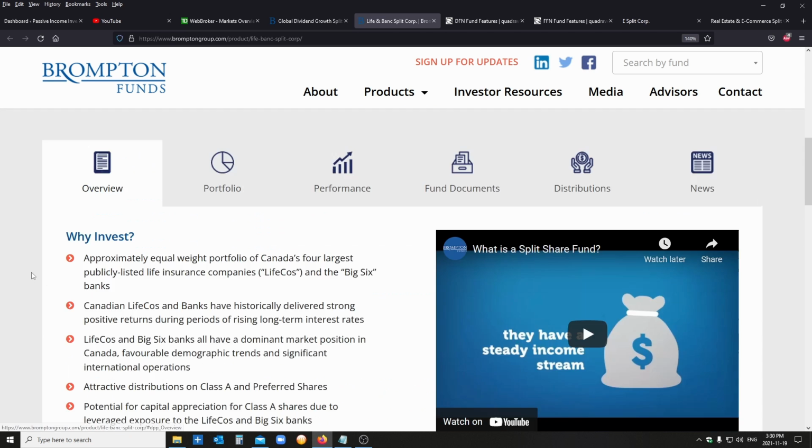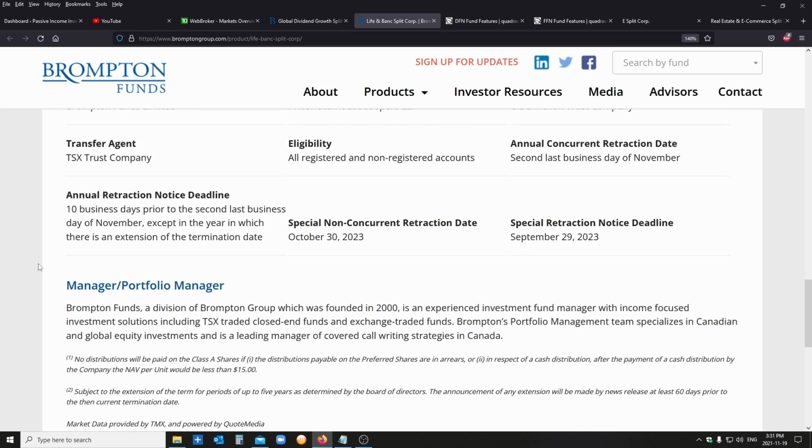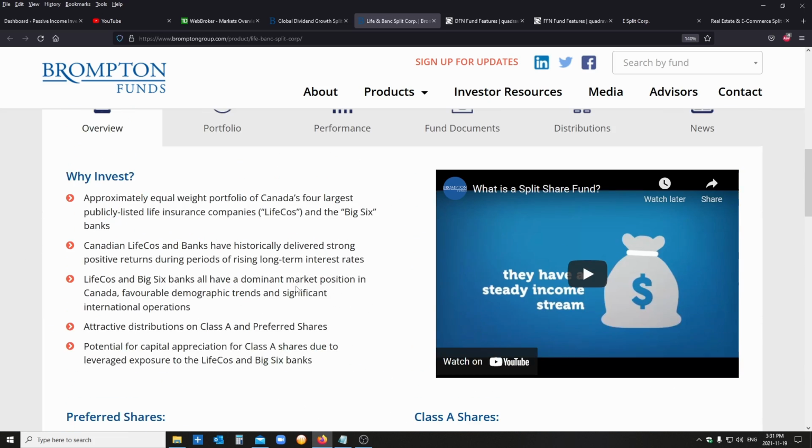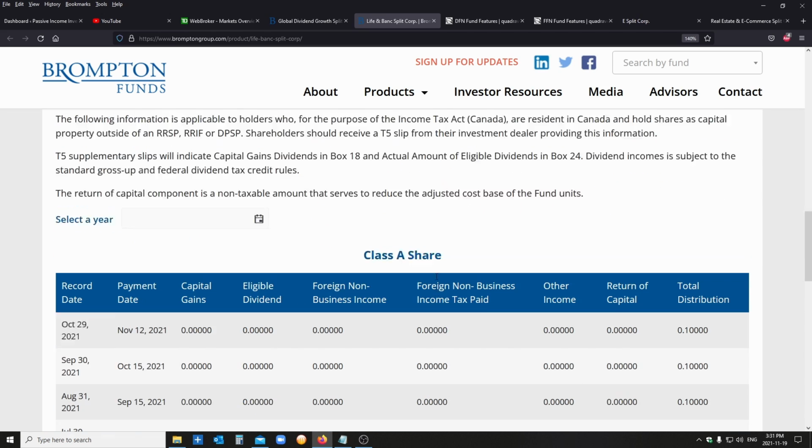And once again, this is going to have a maturity date or a termination date. This fund's been around since October 17, 2006. So obviously, it's been a long time. They just keep extending the maturity date. So for me, it's not a problem. And once again, you could go ahead and click on the distributions and see the distributions.